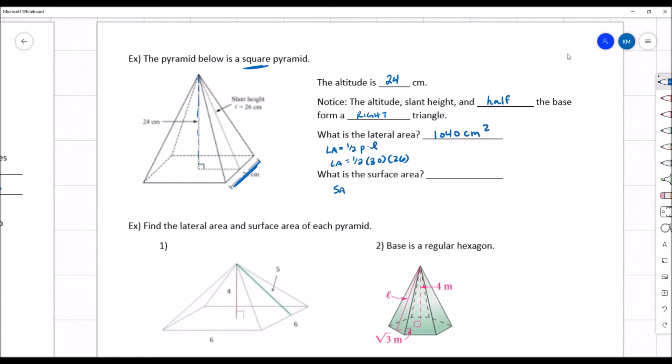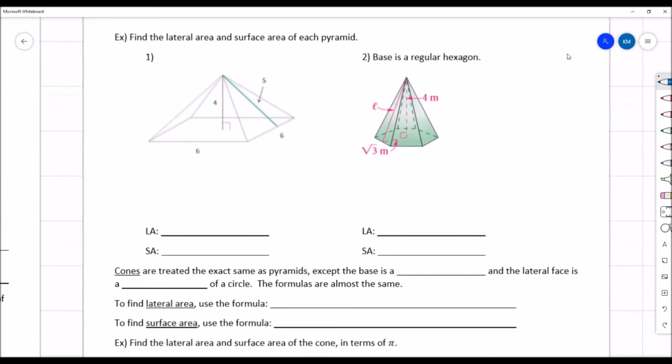What's our surface area? We find it by taking our lateral area, which is 1,040, plus the area of the base. In this case, it's a square, 20 times 20, which is 400. So our surface area is 1,440 centimeters squared.